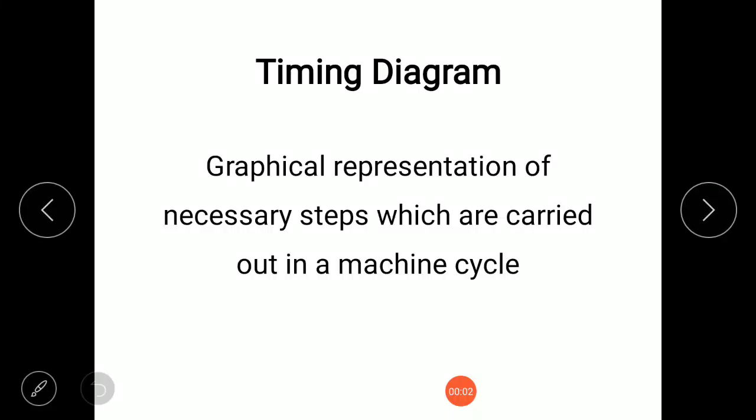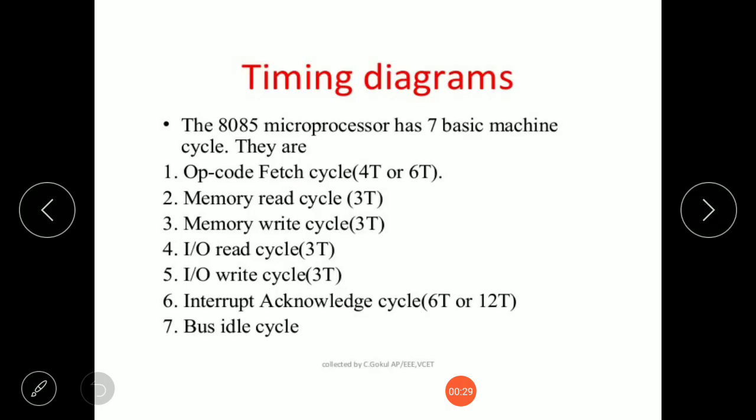Hello everyone. In the last lecture I discussed machine cycle, T states and timing diagram. So what is a timing diagram? A timing diagram is the graphical representation of all the necessary steps that a microprocessor carries out in a machine cycle. So let's see how many types of machine cycles there are.